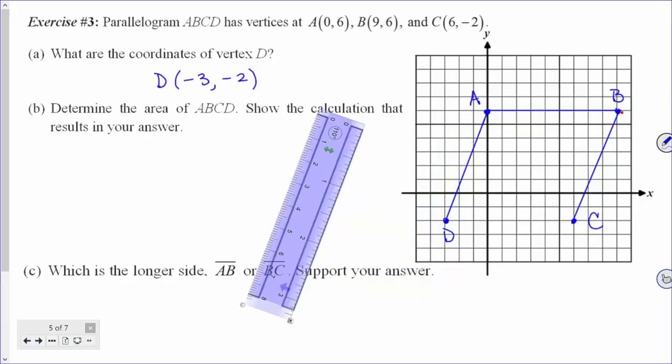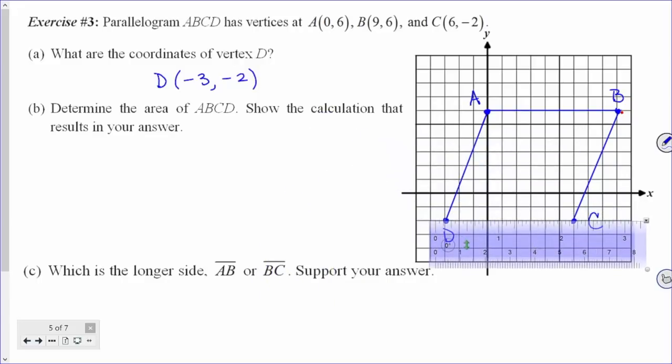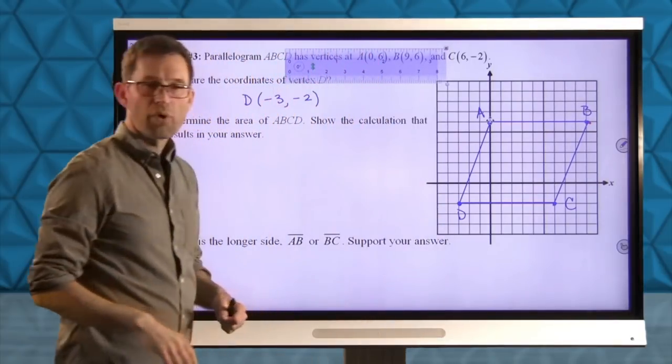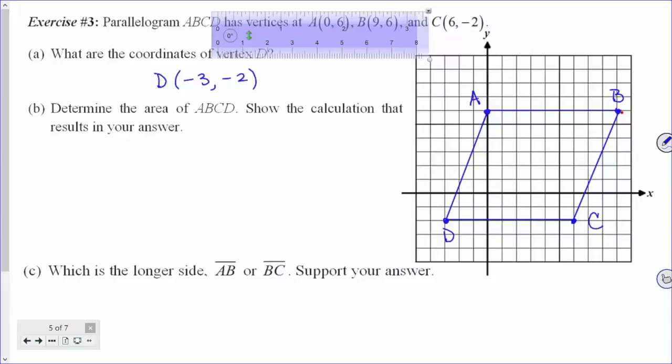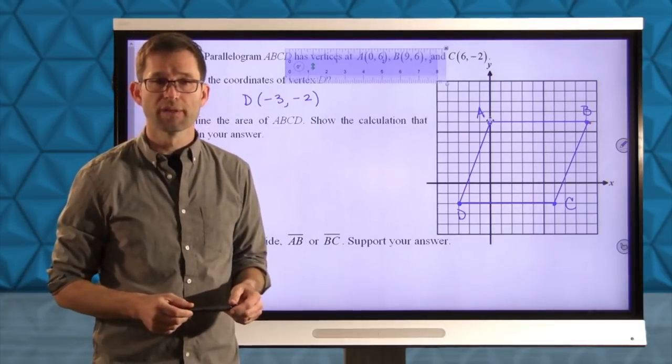Okay. And bring that back to horizontal, and have my entire parallelogram in. Great. All right. No great surprise, letter B. Determine the area of parallelogram ABCD. Show the calculation that results in your answer. All right, go ahead. Try to figure out what the area of this parallelogram is.